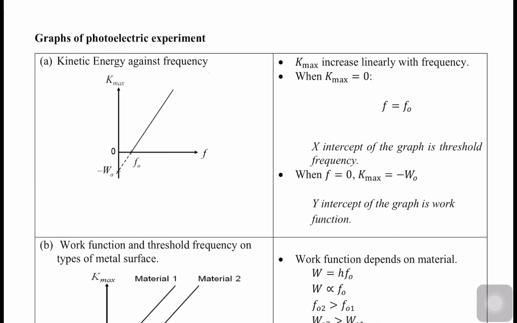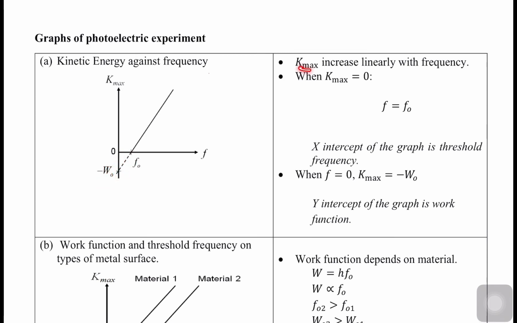Okay, for this chapter kita ada 3 graphs. So this is graph of photoelectric experiment. The first one will be kinetic energy against frequency. So first of all, when you get the questions, you're going to see the axis of the graph. So kita ada K max versus frequency. So it's a linear graph basically. So the intersection between the x-axis there will be f0. Then kalau kena buat axis will be negative W0 lah.